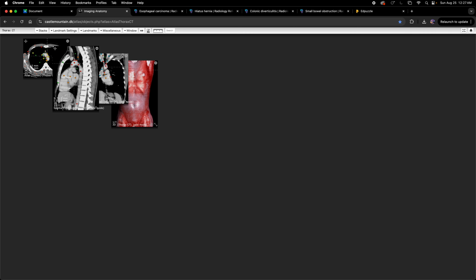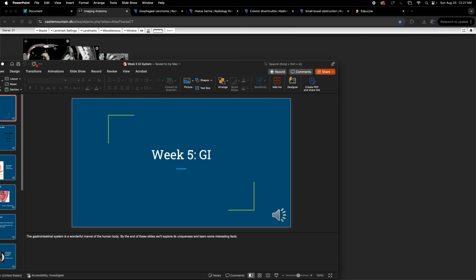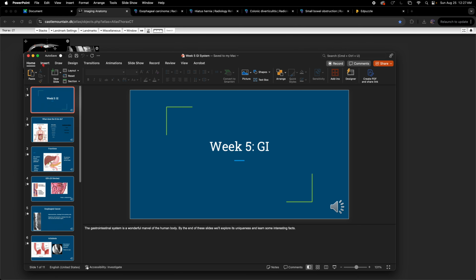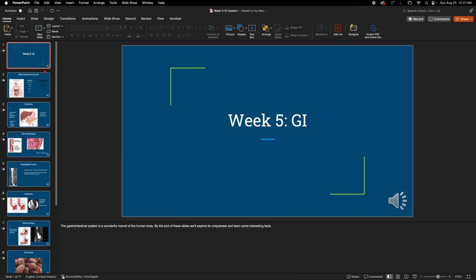So we will start with the GI system. Make this larger. And this PowerPoint will be on here. I'll also put something up on Edpuzzle. And you should be able to listen to the audio, but I'm going to talk about it in a different way. I'll show you some examples on CT as we progress through this short PowerPoint here.